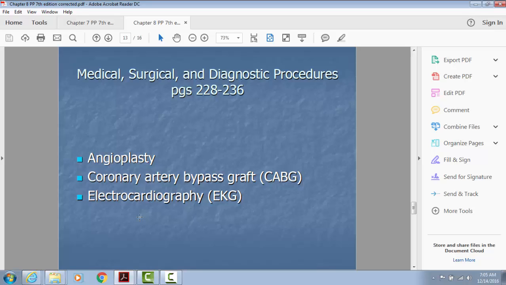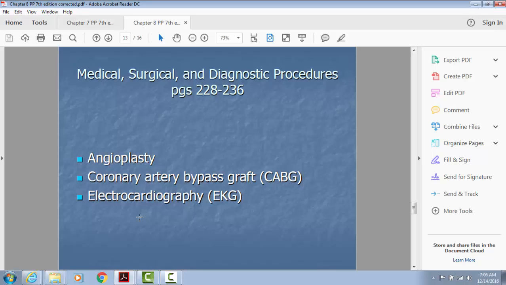Medical, surgical, and diagnostic procedures from page 228. Actually, the first one looks like it starts on 229. Angioplasty. Angioplasty is any endovascular procedure that reopens narrowed blood vessels and restores forward blood flow. In the case of the blocked artery, they show a picture in your book on page 229 of a balloon angioplasty, where they insert a catheter into the blocked vessel and inflate the balloon. As they inflate the balloon, that squishes the fatty plaque up against the sides of the arteries, and then it reopens the vessel so that there is adequate blood flow through that.